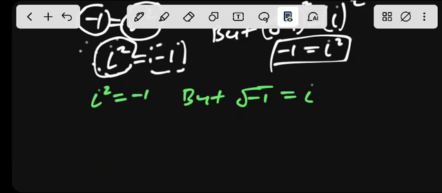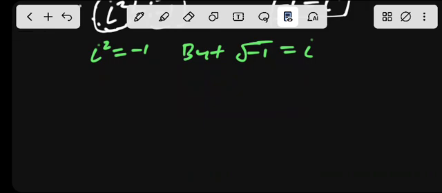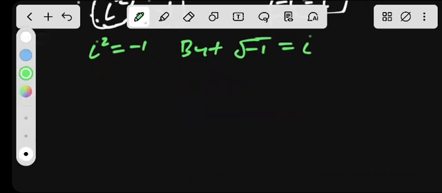Okay, so guys, let's say now you are given something like i raised to the power of 3. What will this be equal to? Remember, we only know i raised to the power of 2. We know that i raised to the power of 2 is equal to -1. So we have been given this number, 3.